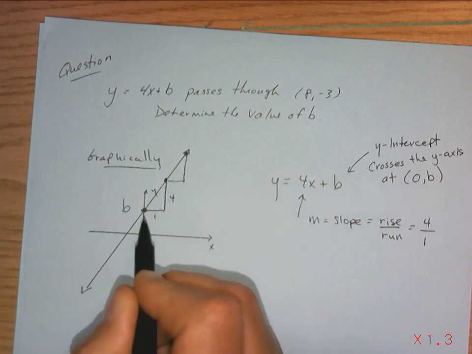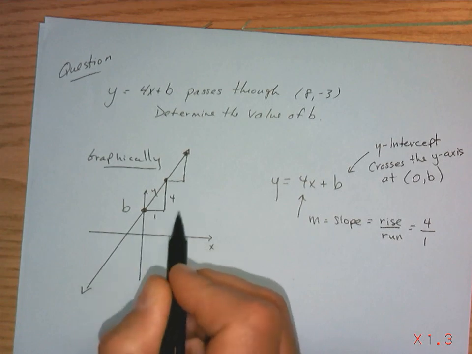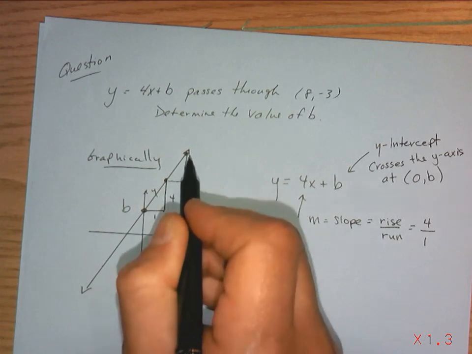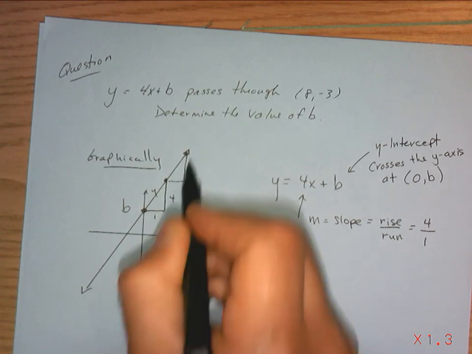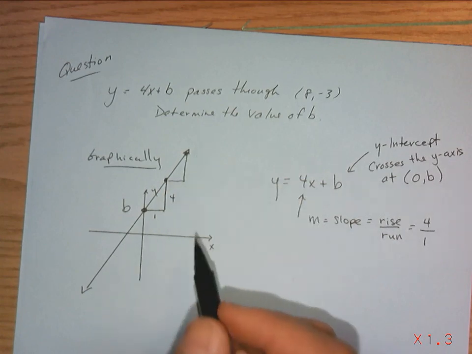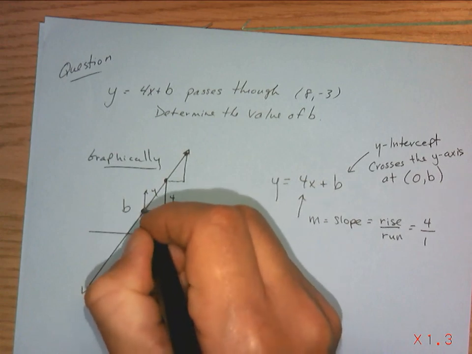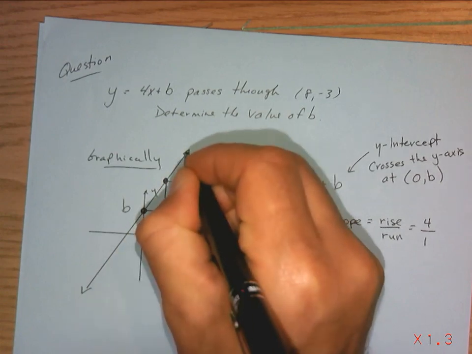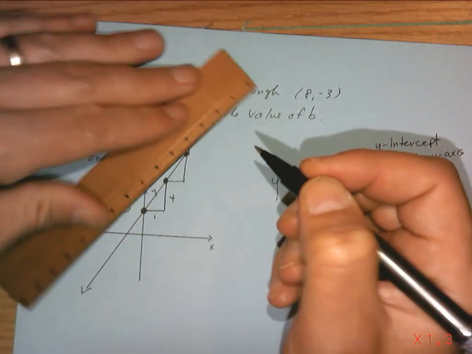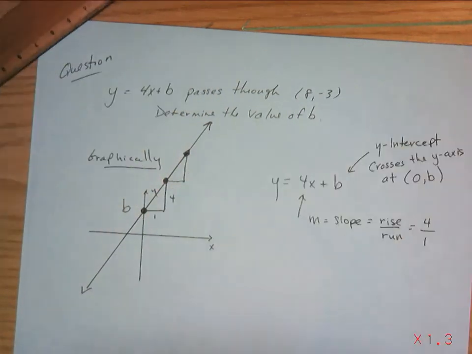And notice, had I gone here, and instead of going over 1 and up 4, I could have gone over 2 and up double to 8. Also, I could go from this point over 1 and up 4 again. That's what a slope is. That's a right triangle. So these are all points on the line. This is what I know.